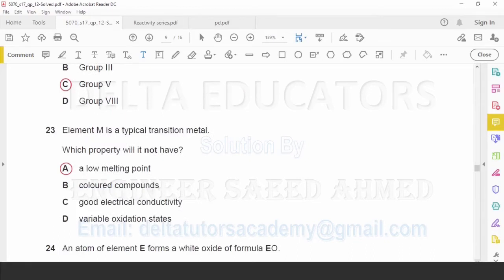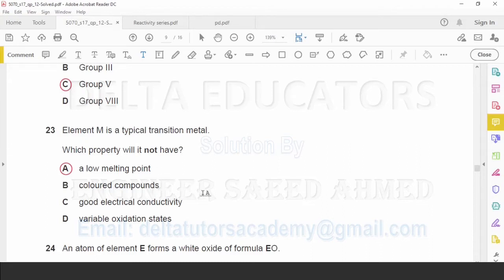Question number 23. Element M is a typical transition metal. Which property will it not have? Option A, a low melting point. It is the correct option. All the transition metals have high melting point. Here it is given which property will not have. So this property, that the melting point is low, is not a property of a transition metal. So this option A is the correct option.